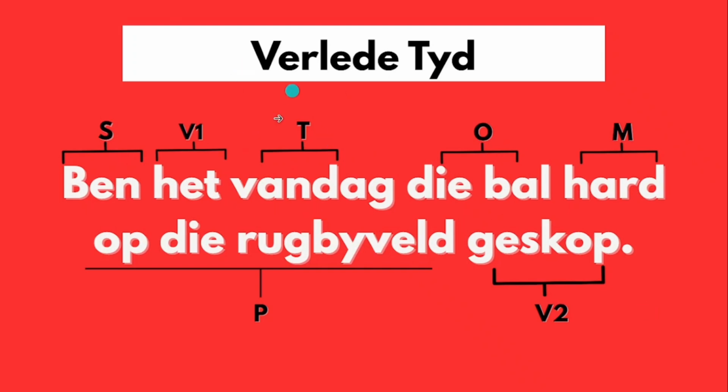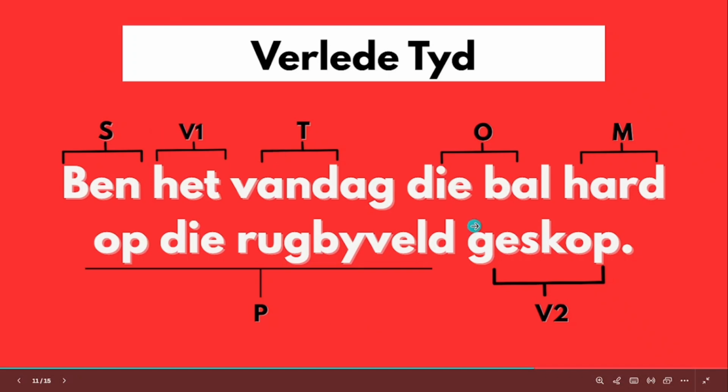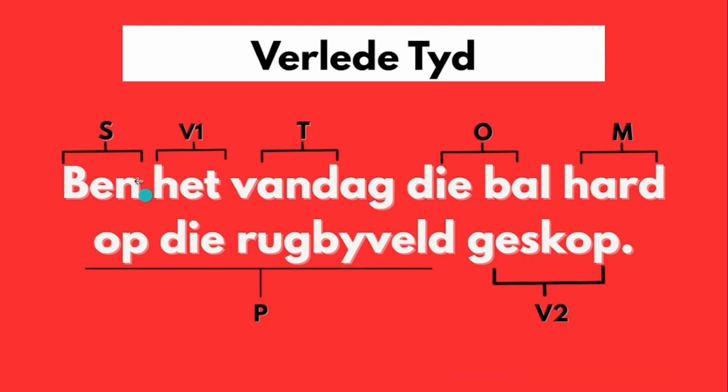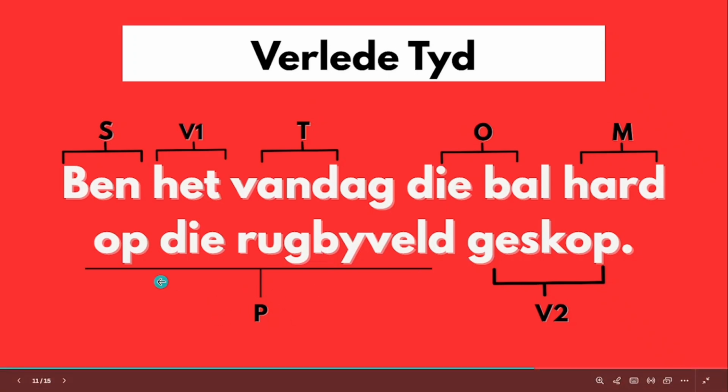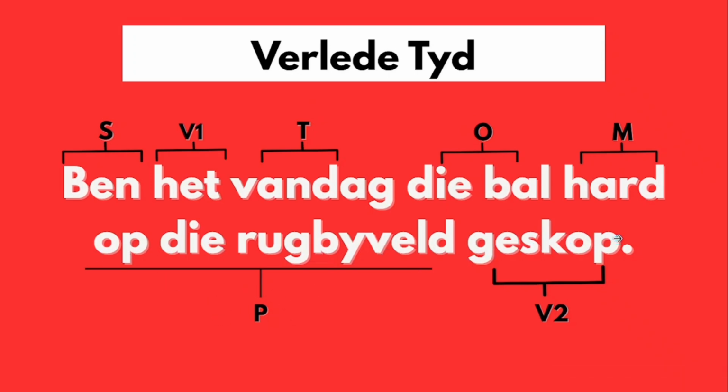Okay, so now I've added all the other adverbs, but I wanted to show you that even if we do that, except infinitive, the sentence structure must stay the same. So Ben is our subject still. Het is going to be our verb 1 because this is a sentence in the past tense. Vandag is going to be our time. Die bal is our object. Hard is our manner. Op die rugbyveld is our place, the whole thing on the rugby field. Geskop is going to be our verb 2.